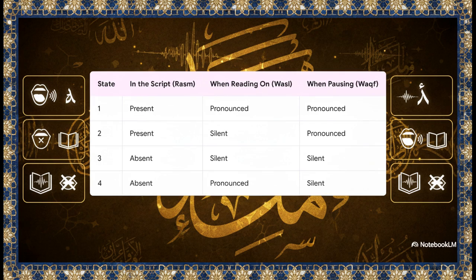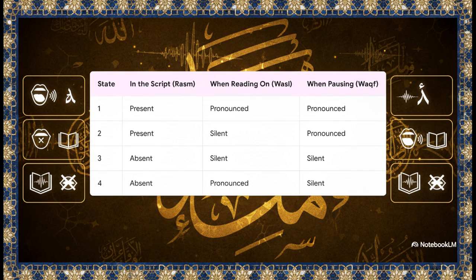State 1 is simple. The vowel is written and you always say it, whether you're connecting or pausing. But look at state 2. It's written and you say it when you pause, but it goes completely silent when you read on. State 3 is what you might call a true silent letter. It's not written and you never say it. And then there's state 4, the rarest one. The vowel is absent from the script, but you actually pronounce it when you're reading on, only for it to vanish again if you pause. This is the hidden logic we've been looking for.